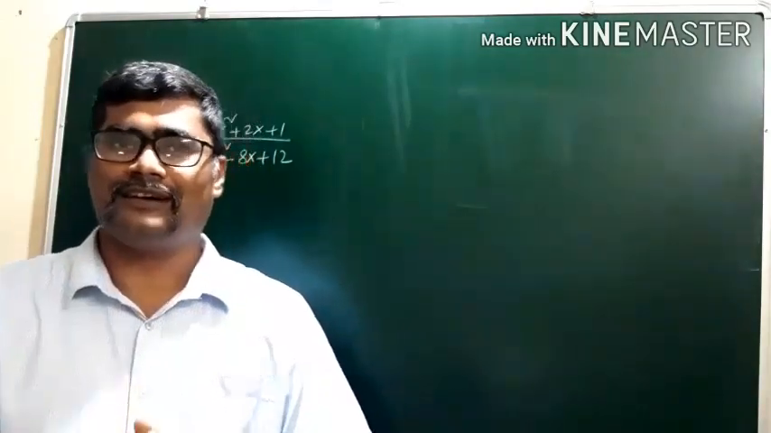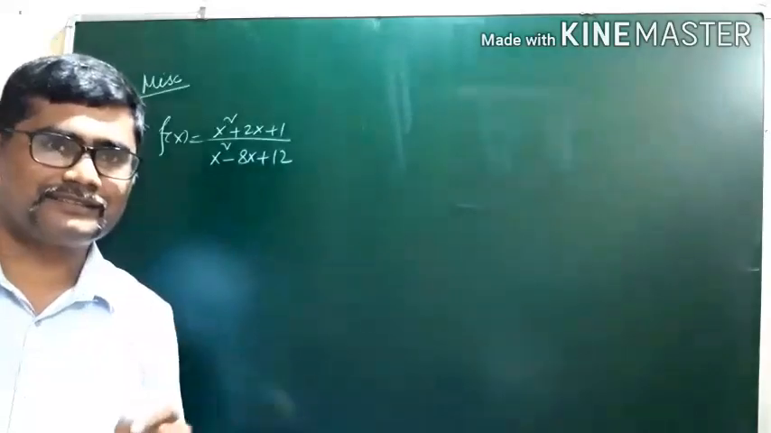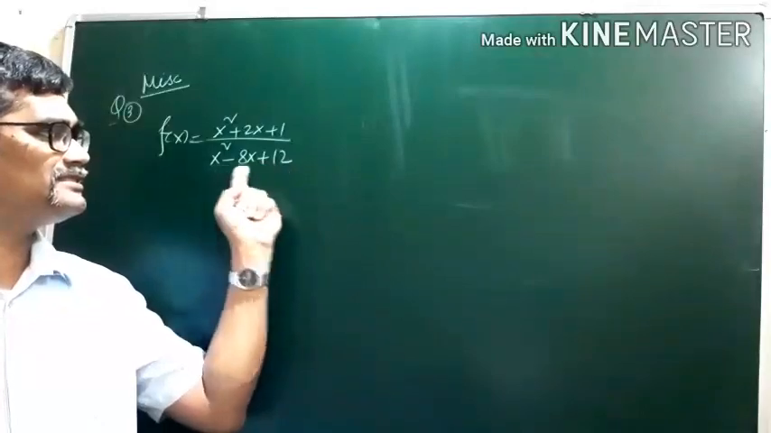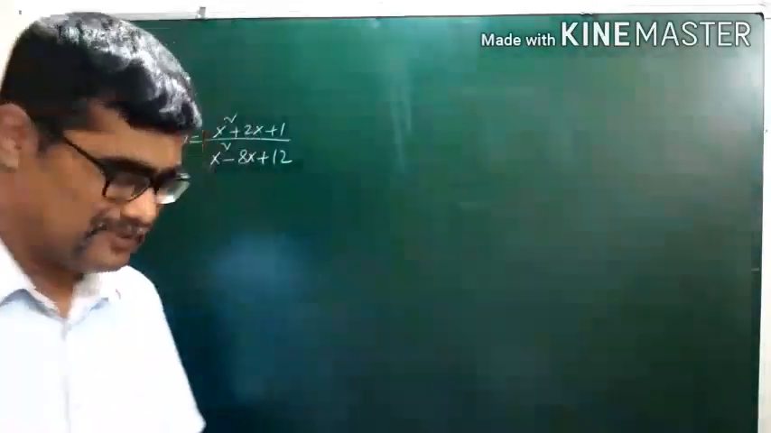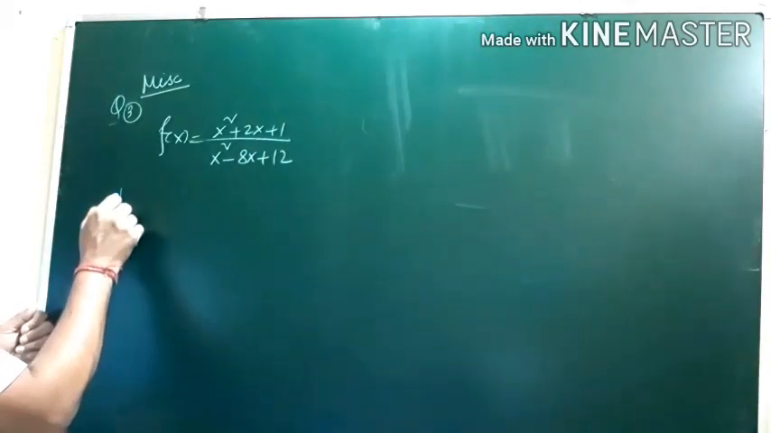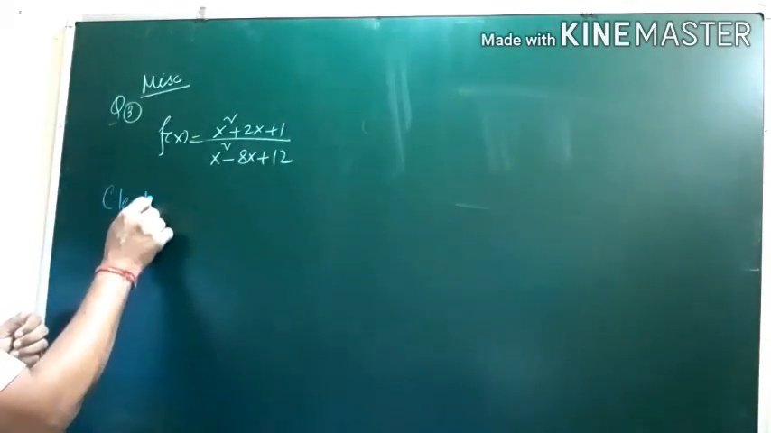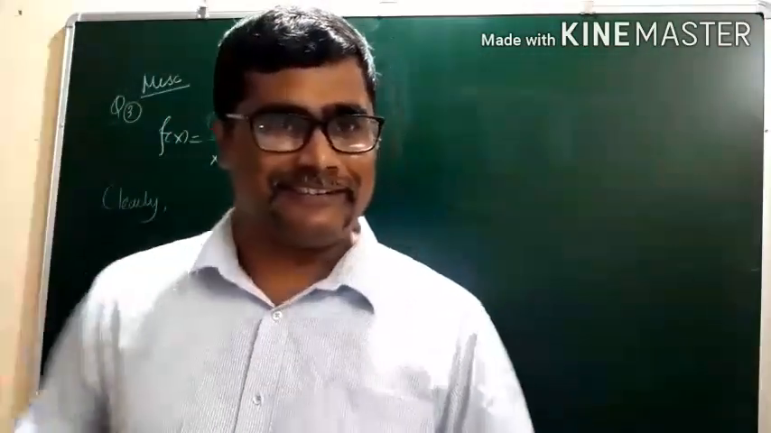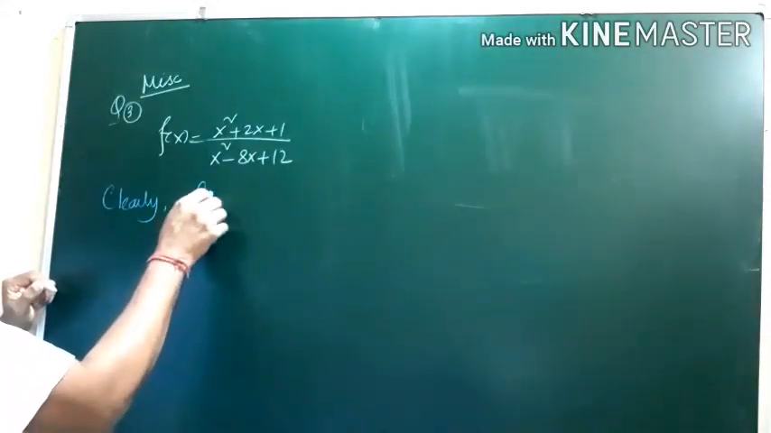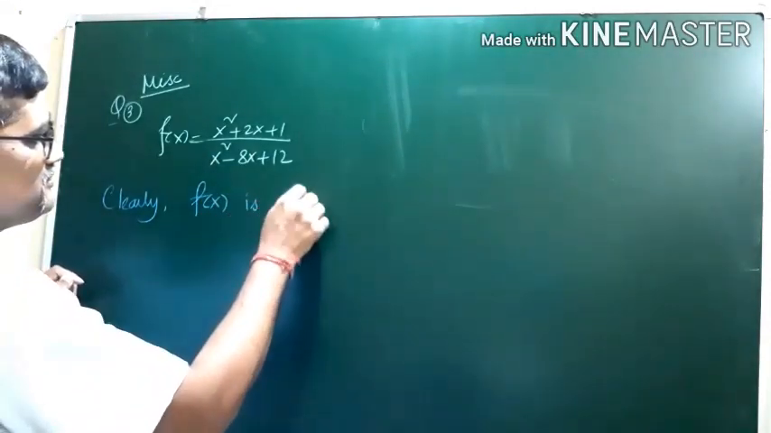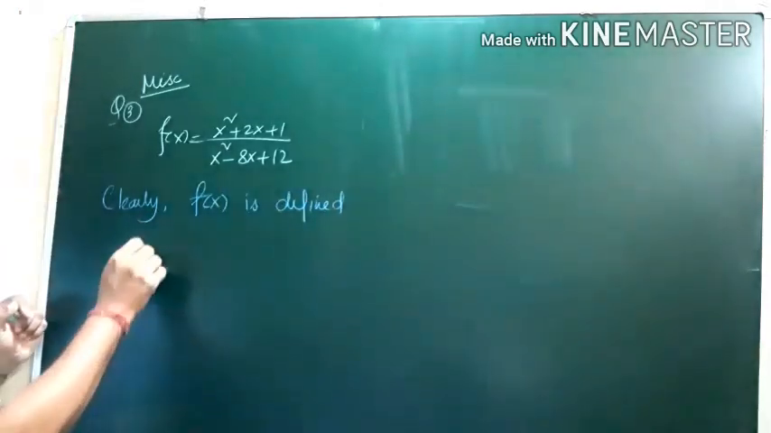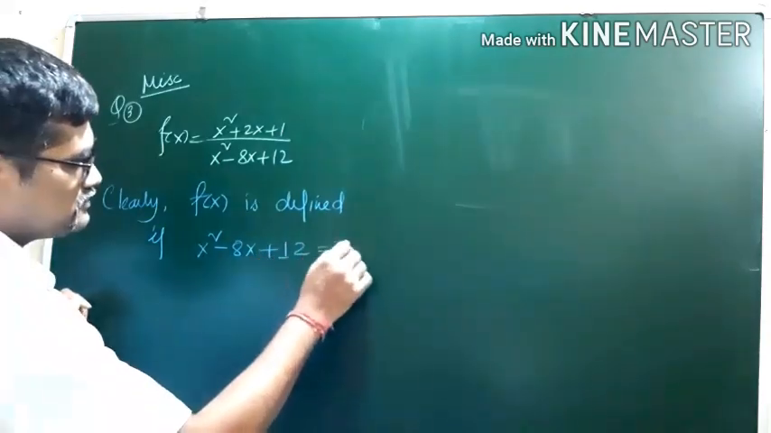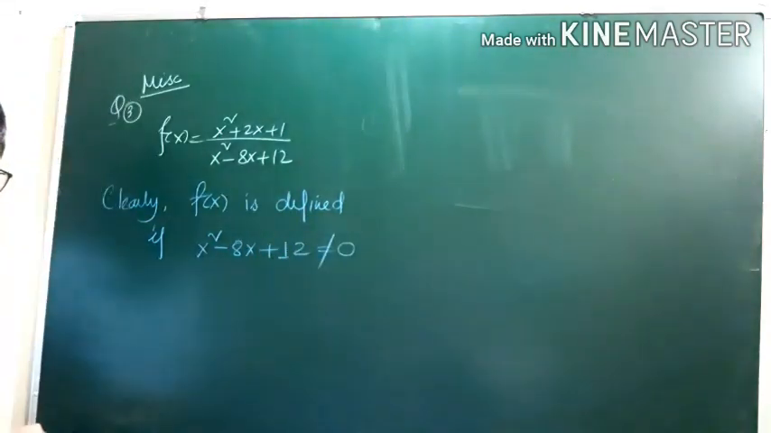Now you tell, to get f(x) finitely, what is the minimum condition to be satisfied? Denominator should not be 0. That's it. That gives you the domain, right? So you'll be writing like this. Clearly, f(x) is defined if x square minus 8x plus 12 is not equal to 0.